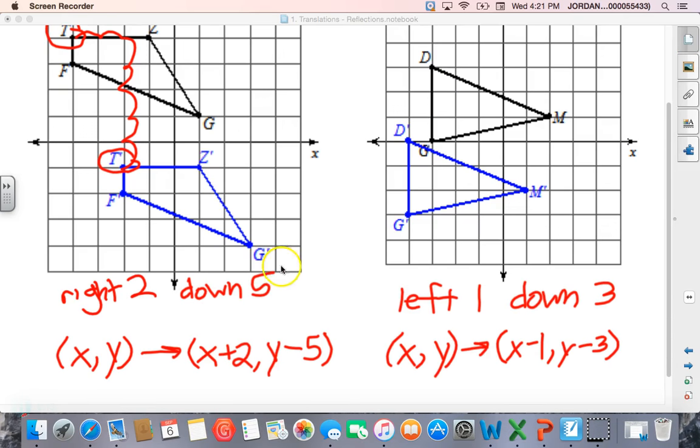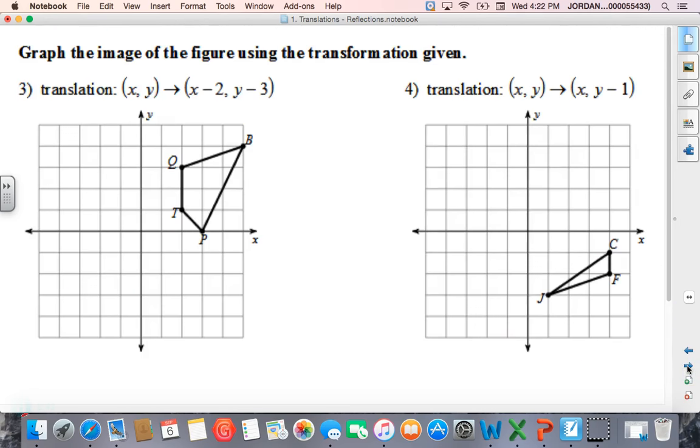Alright, so here's your answer for this one. You moved from the black shape to the blue shape. You notice these are my letters without a prime, so this is the original shape, and I went to the blue shape that has the primes on it. So I went left 1 and then down 3. To go left 1, you had to subtract 1 from X, and to go down 3, you had to subtract 3 from Y. So that was the answer for that one. You can just check and make sure you did that one right. Okay, so let's go on.